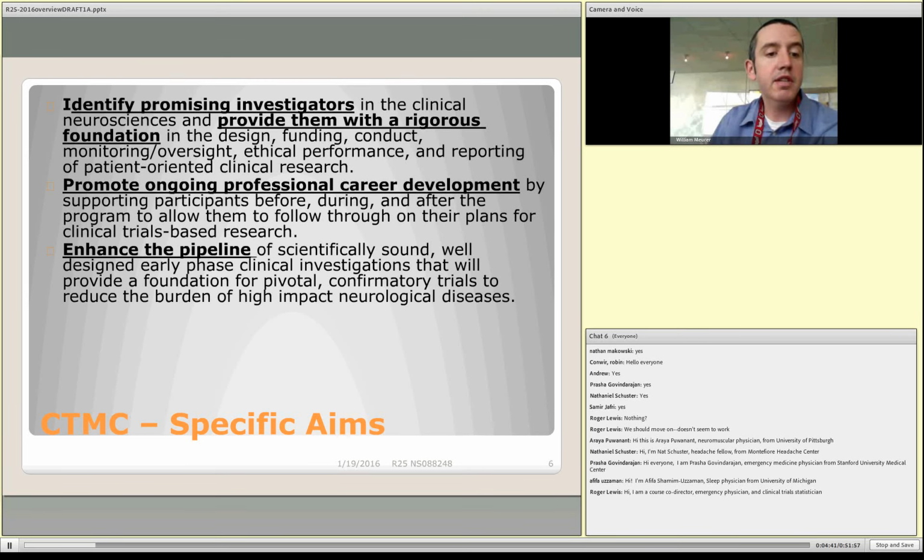In addition, it is very important for us to enhance the pipeline of scientifically sound, well-designed early-phase clinical investigations that will provide a foundation for pivotal confirmatory trials to reduce the burden of high-impact neurological diseases.